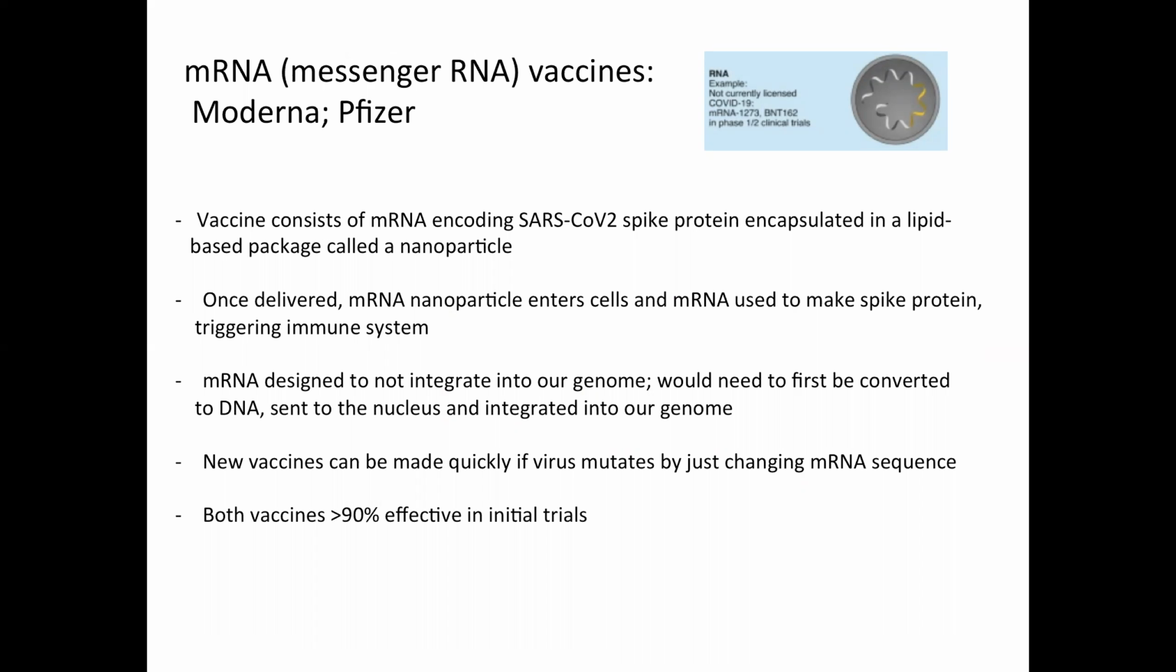The vaccine consists of the messenger RNA that encodes the spike protein, and it's encapsulated in a lipid-based package called a nanoparticle. Once this is delivered, the mRNA is released from the nanoparticle, and your cells use that mRNA to make the spike protein. That spike protein is then recognized by your immune system and triggers this immune response and gives you the protection that you need.